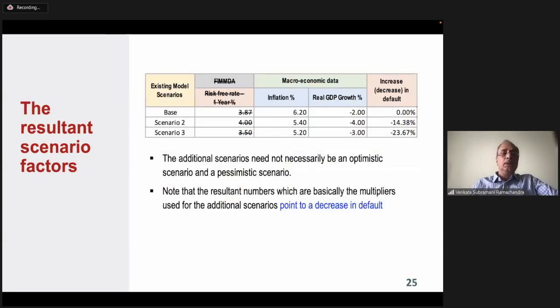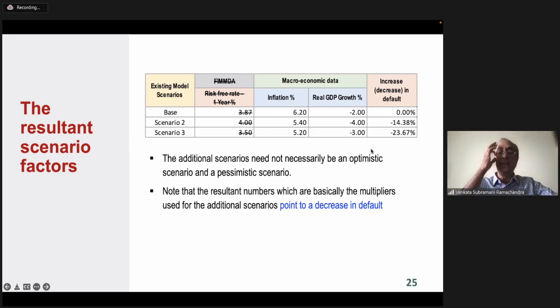Now, based on the intercept and slope, the resultant scenarios, you find out the percentage. This is your expected increase or decrease in default. Minus is a decrease. So you expect that in the next quarter, the default is going to decrease by these 2 percentages.